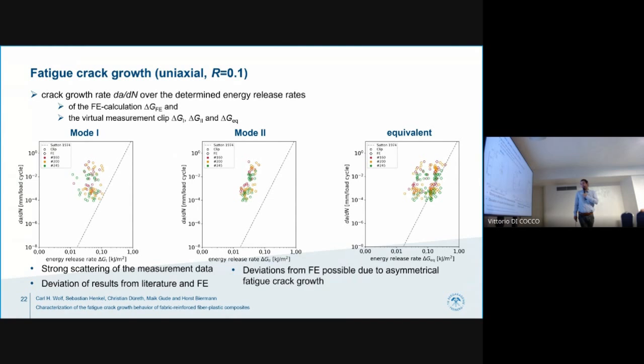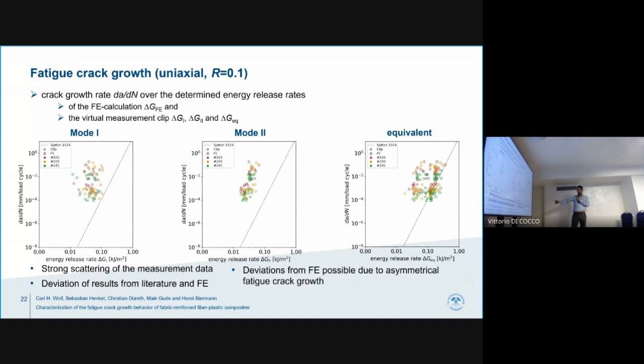Now I'd like to compare the results with the finite element resolution and also with different weights of our material. As you can see, the mode 1 portion is very low, so we had a strong scattering, and the mode 2 is more or less in one area, but you can see with a higher weight, the fatigue crack growth is lower.